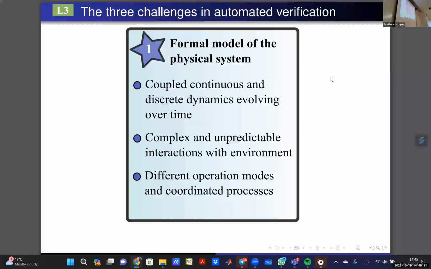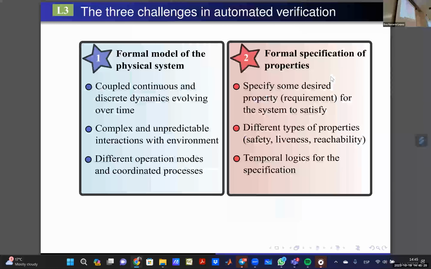So three challenges in automated verification. The first, you need to have a formal model of the physical system that has different types of dynamics, continuous, and changing over time. You have complex and unpredictable interactions with the environment, and you have different operation modes.